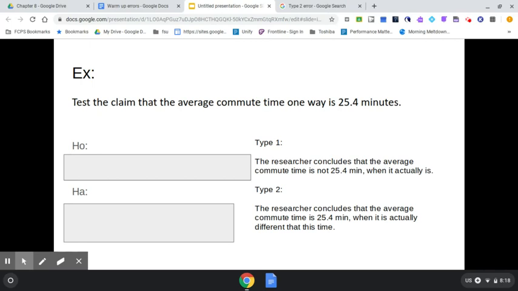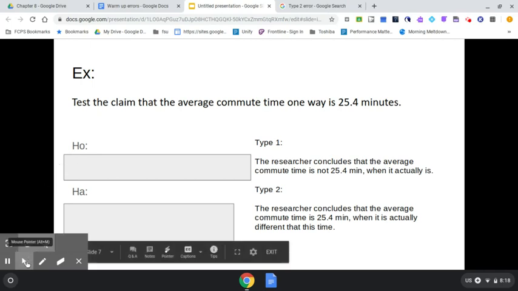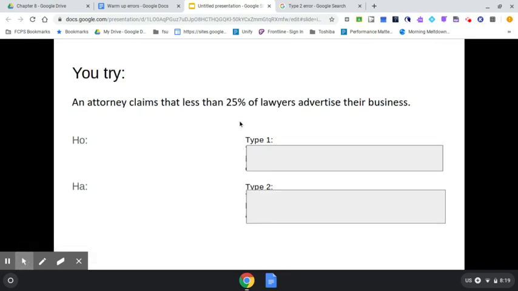Okay, guys, the third example is the you try. So take a look at this next example, pause the video, see if you can write the null, the alternative, the type 1 and type 2 errors, and then unpause the video to get the solutions.